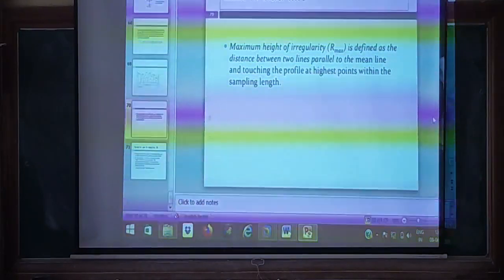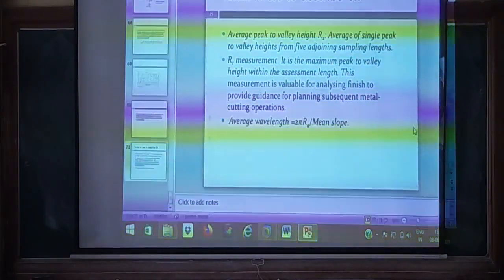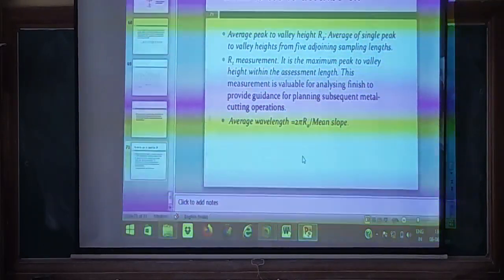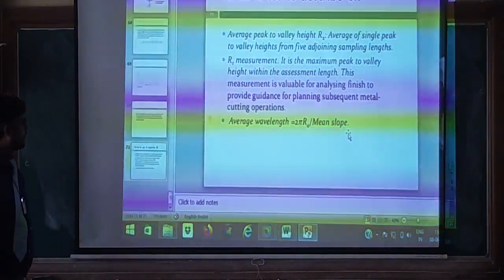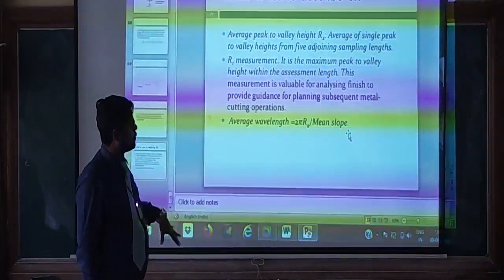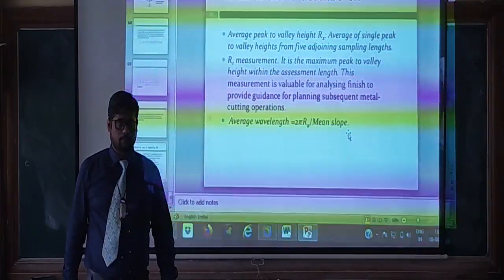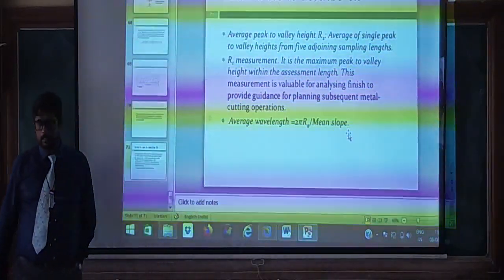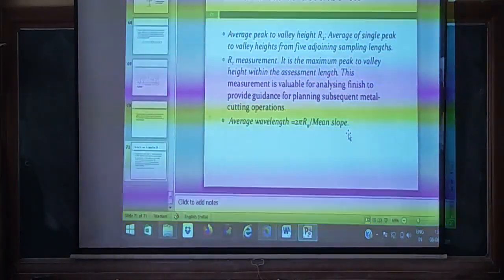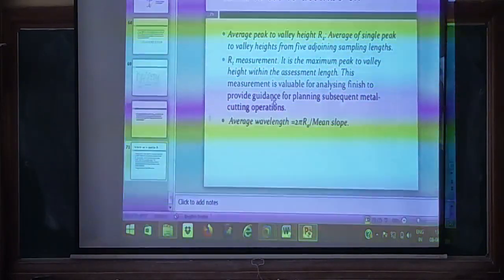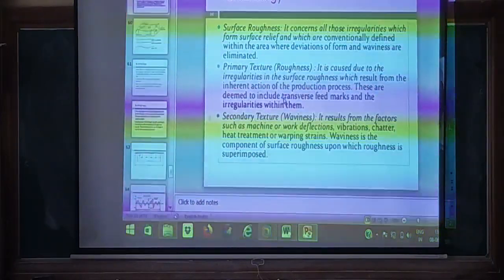Next are the terms used to describe surface roughness: the average peak to valley height, that is Rz, the Rt measurement, and the average wavelength and how you are going to calculate it. These are the things about surface roughness. In the next class I will explain some more terms on how you are going to describe the surface roughness value. So today I'll stop here.